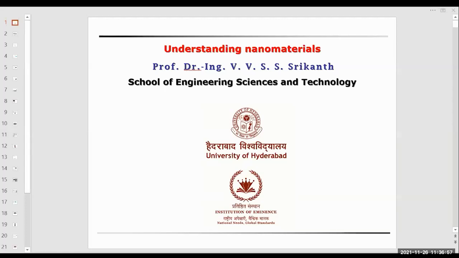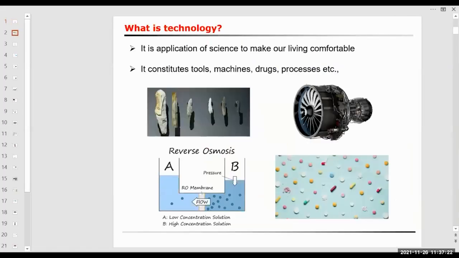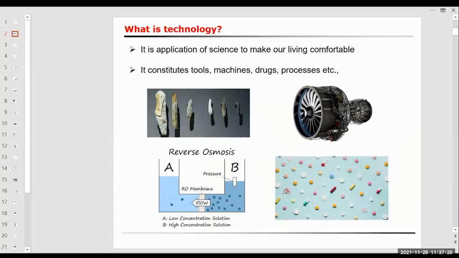So size matters a lot. The dimensions matter a lot, and we'll try to see through my presentation how controlling size, and the significance of size, is important in order to venture into nanoscience and nanotechnology. So let me start by explaining the word technology. I'm sure most of you are aware of this, but let me put it in a different perspective, or my perspective, so that we kickstart the presentation.